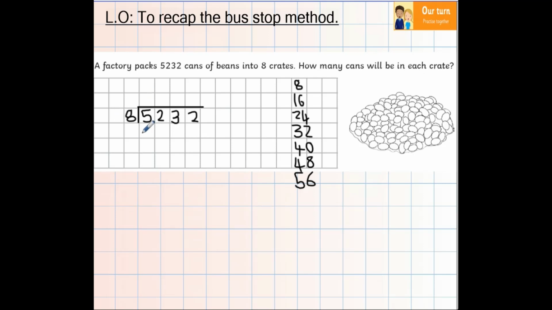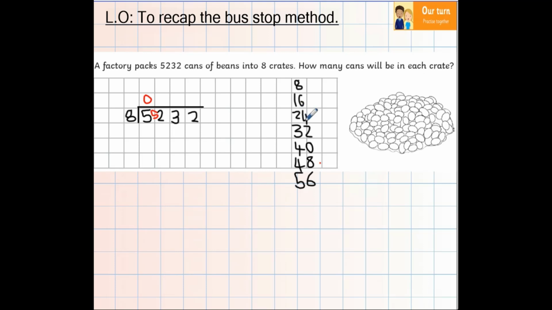Okay. How many 8s go into 5? Well, we know we cannot do that because 5 is smaller than 8. So we move that 5 over here. And this number here becomes 52. So look at my jottings. What's the closest I could get to in the 8 times tables without going past 52? Well, it's going to be 48, isn't it?